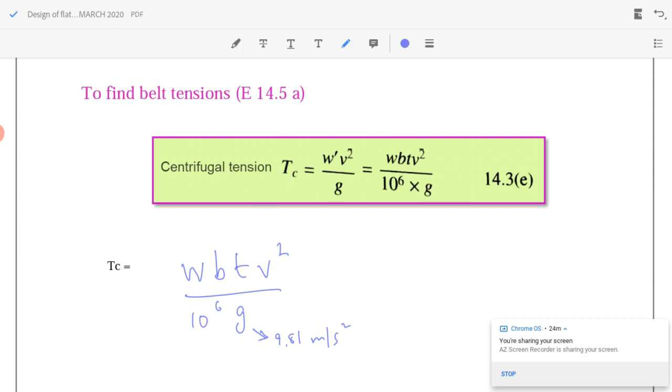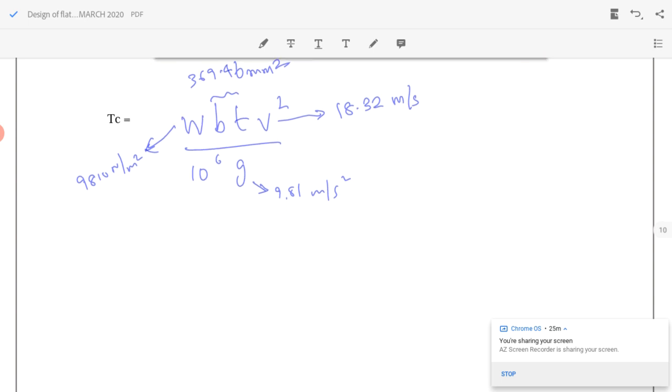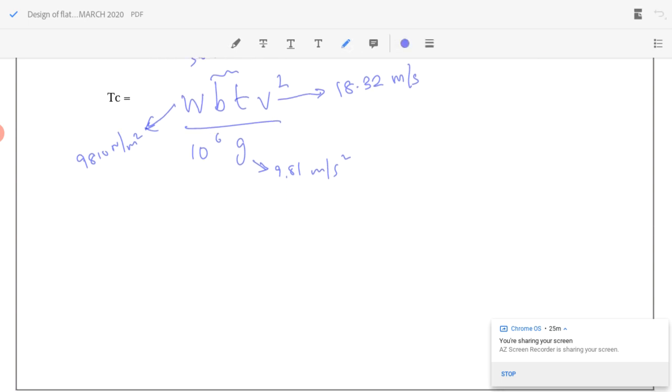All those values are known. Velocity equal to 18.32 meters per second. W is known, that is the weight density 9810 Newton per meter square, and BT value equal to 369.46 millimeter square. Substituting all those values, I'll get Tc equal to 124 Newton.